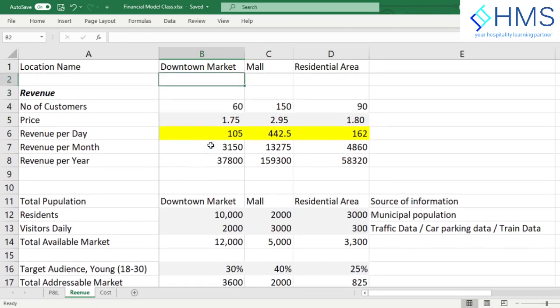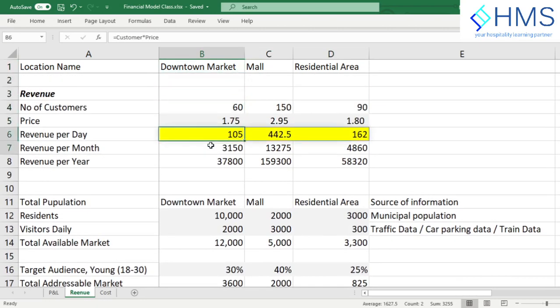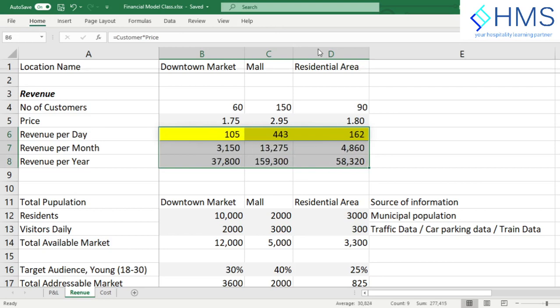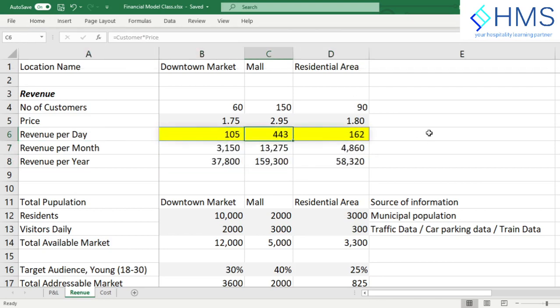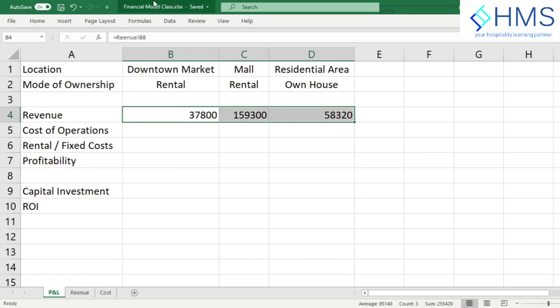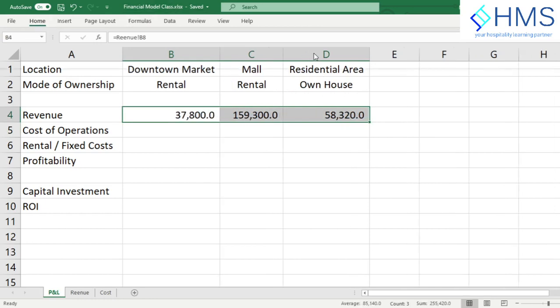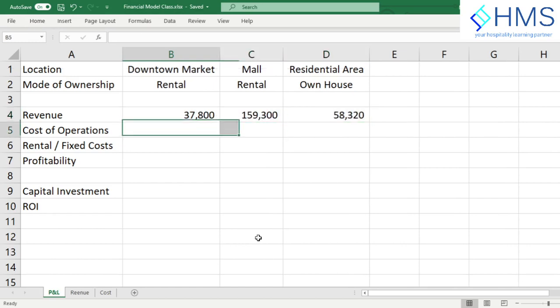Now my daily revenue is coming. So this is going to be my daily revenue, my monthly revenue, and my annual revenue, my revenue per year. So we can go and link it up. Oh, it's already linked up. Now in the next one, we need to adjust the cost of operations, rental, and profitability.